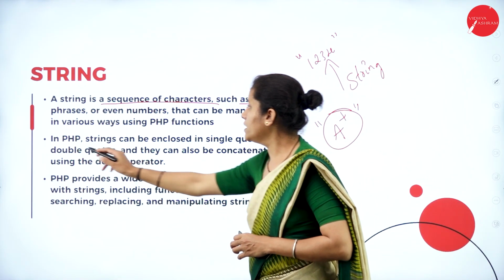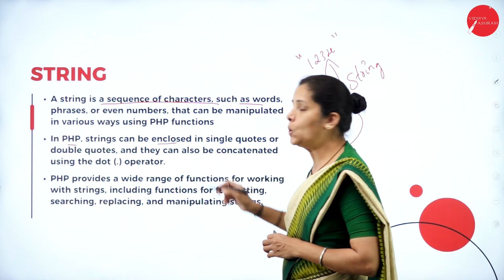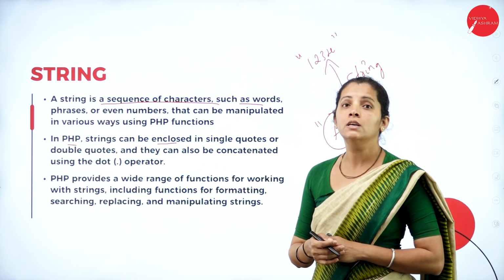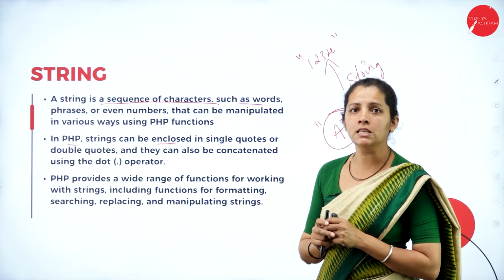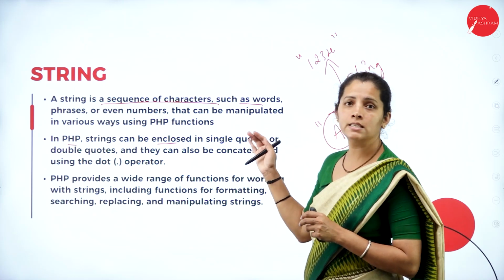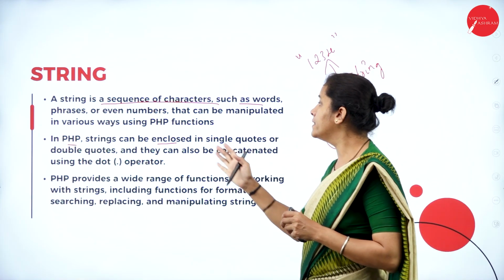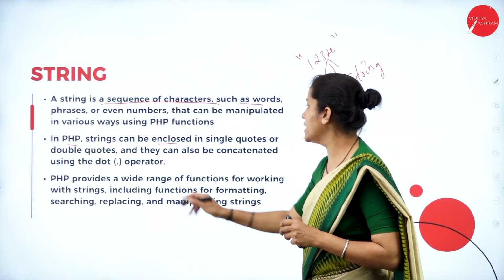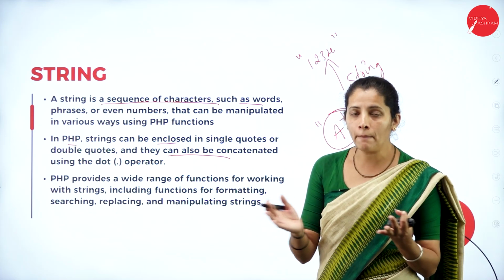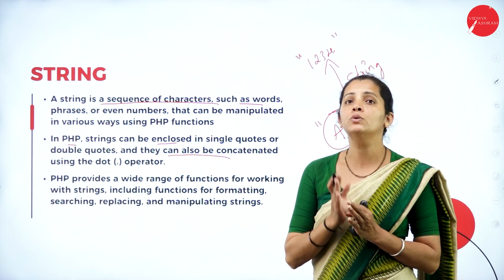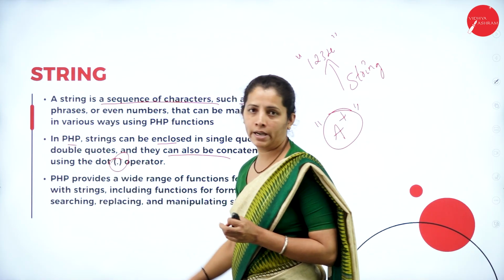So, in PHP, a string can be enclosed, meaning written, within double quotes or within single quotes. Strings are represented in single quotes or double quotes. They can also be concatenated. I can combine or club two strings by using the dot operator.